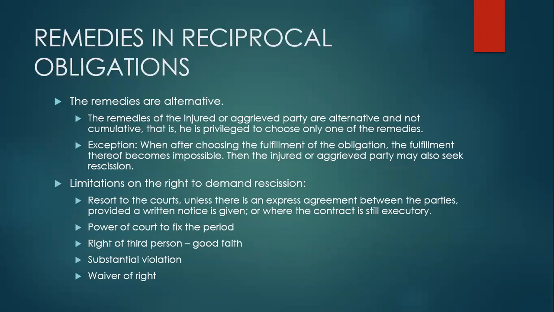Remedies in reciprocal obligations. What are the principles to remember here? Take note that the remedies are alternative. Di ba we said that there are two remedies. Number one, you can ask for the fulfillment of the obligation with payment of damages, or you can seek the rescission of the contract with payment of damages. Sabi ng batas, you can choose only one. The remedies of the injured or aggrieved party are alternative and not cumulative. That is, he is privileged to choose only one of the remedies.